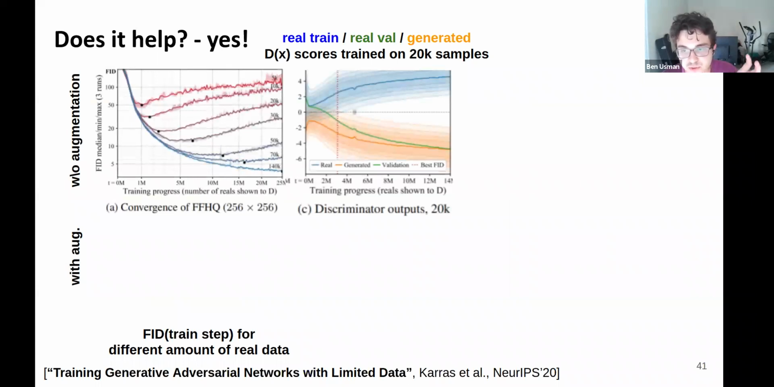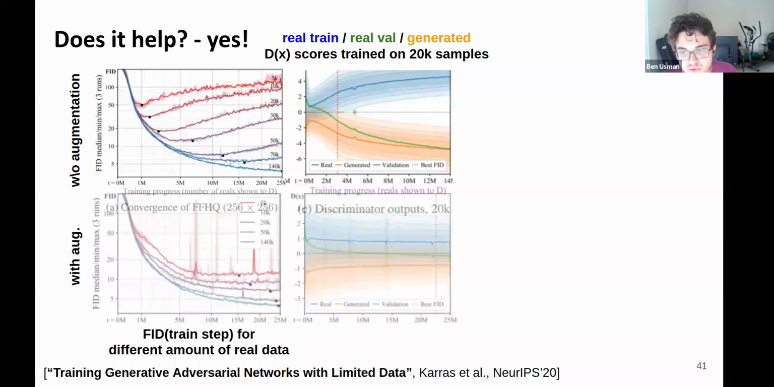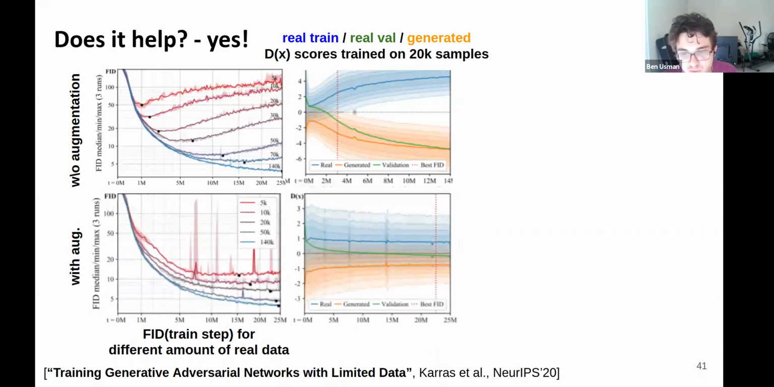On the left, they show how FID scores change over the course of training with different amounts of training data from the FFHQ dataset. And on the right, you can see the train, test and validation scores of a single discriminator over the course of its training. You can see that without data augmentations, with less data, the discriminator quickly overfits and the FID scores become worse over time. With augmentations, however, there is almost no overfitting and the FID scores reach good values even with little training data.